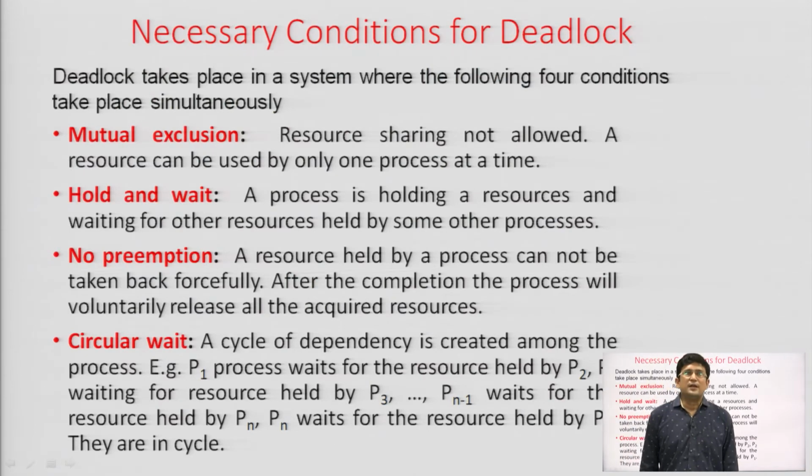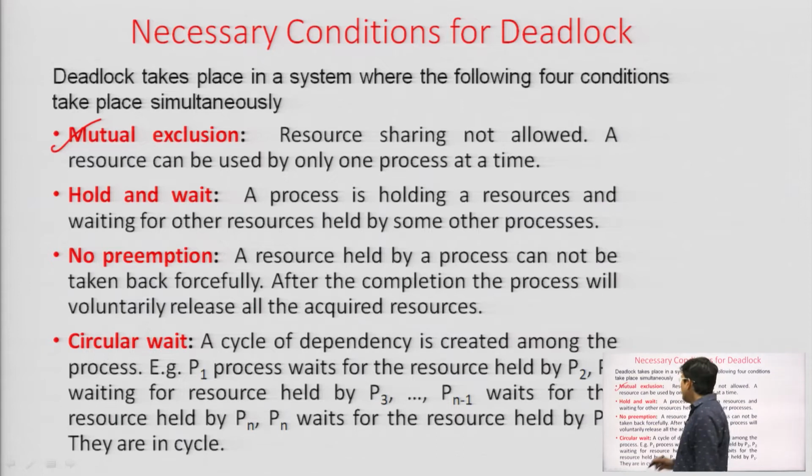So, these are the necessary conditions for deadlocks to happen. We have discussed these conditions in detail. Just have a quick recap of these conditions: mutual exclusion, hold and wait, no preemption, and cyclic wait. If you are dealing with a situation wherein a resource cannot be shared among the processes, and a process is using a resource, so that resource cannot be allocated to any other process, we say that this is mutual exclusion.